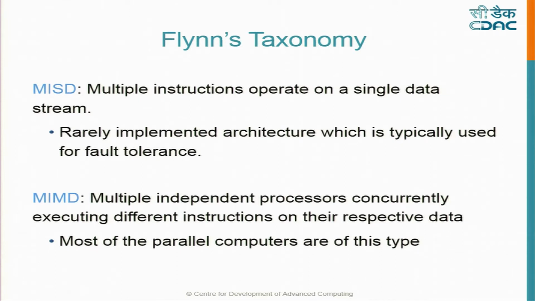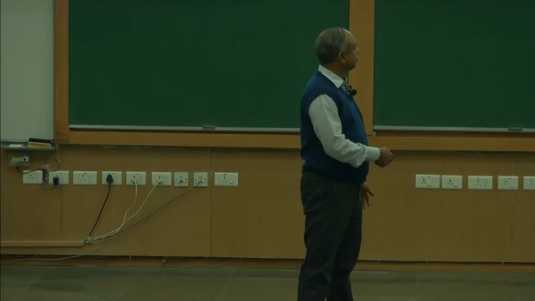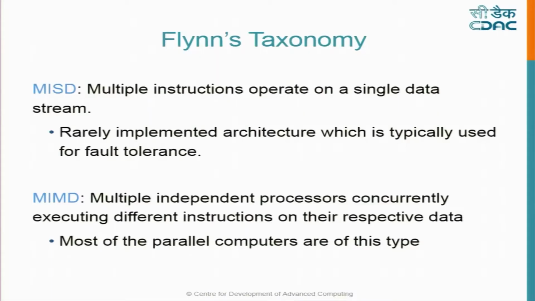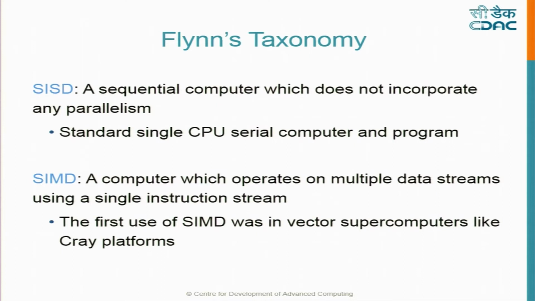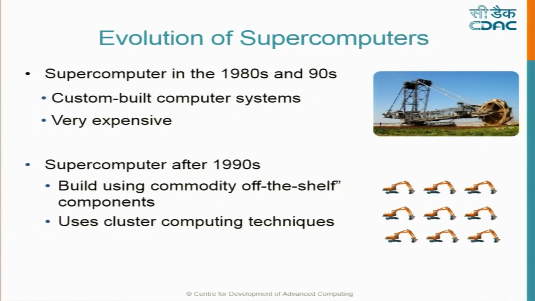MIMD, yes, they are used because they are distributed processing that I told you, each unit has its own data. So most of the parallel computers are of this type, where each one of them is operating on its own data. They may also incorporate what is called SIMD, as in the example that I gave you. So moving ahead, how were computers built earlier and how are they built now?